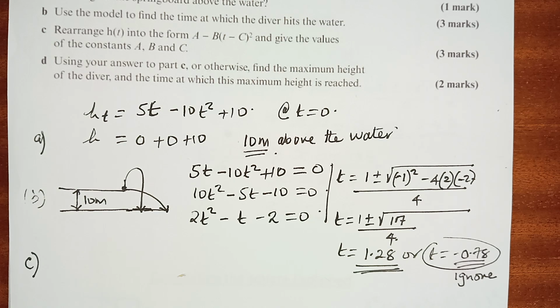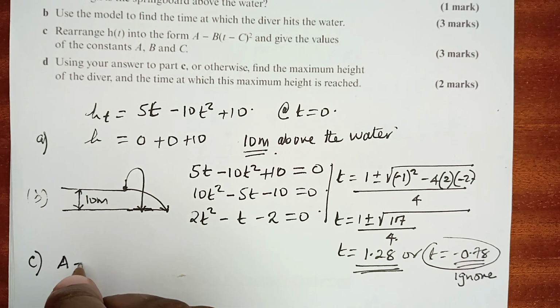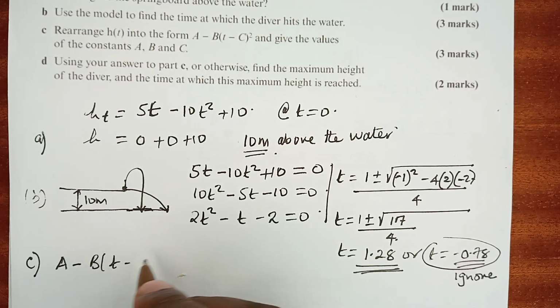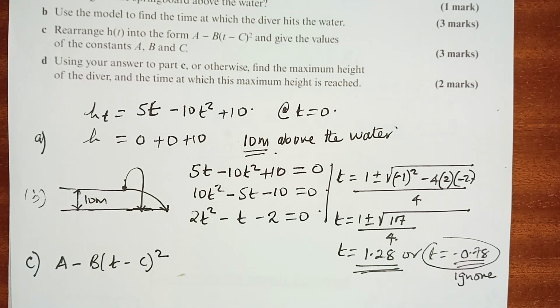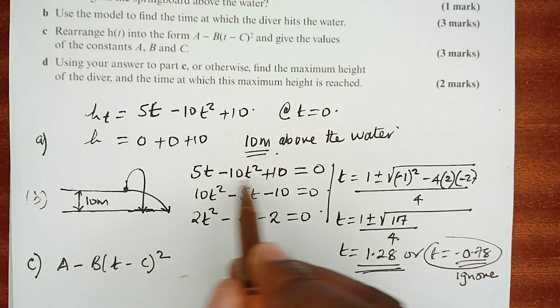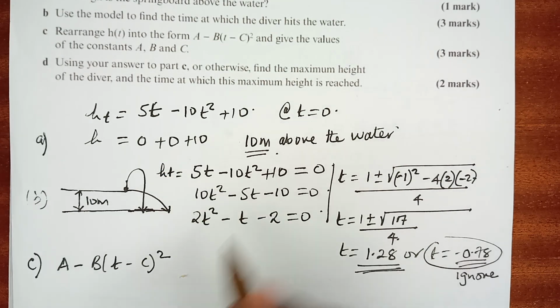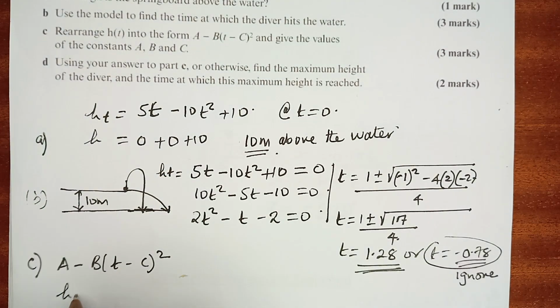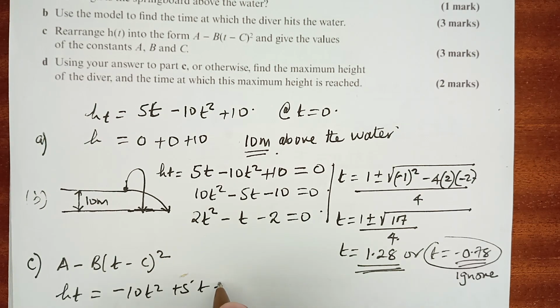Rearrange h(t) into the form of a minus b(t minus c) squared and give the values of a, b, and c. What we are saying here is that we are starting from this, h(t), and as we can say, h(t) is equal to minus 10t squared plus 5t plus 10.